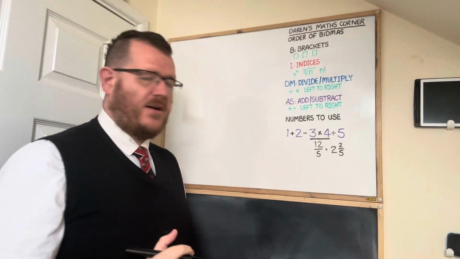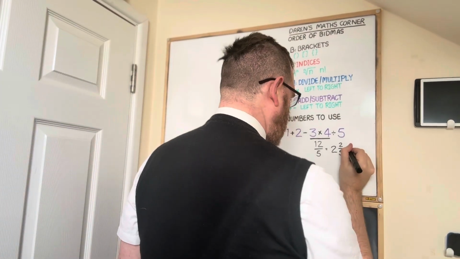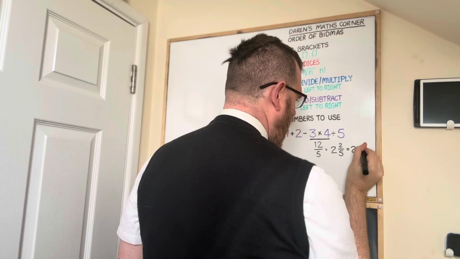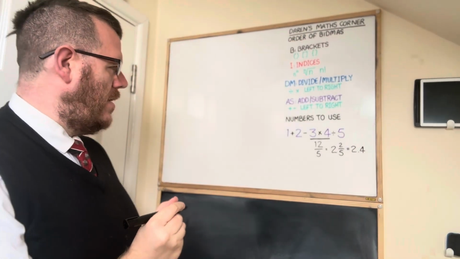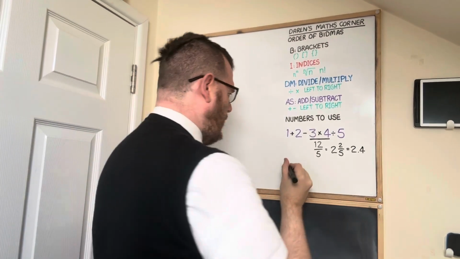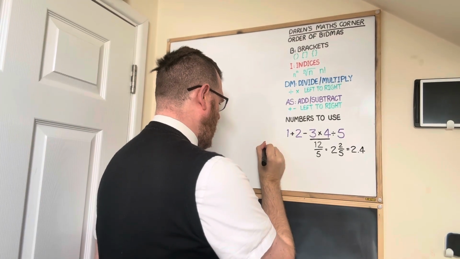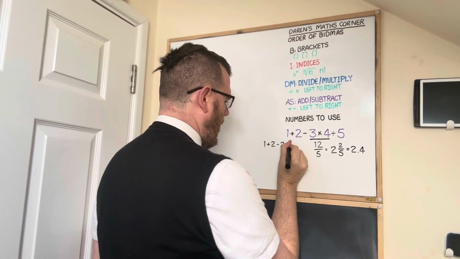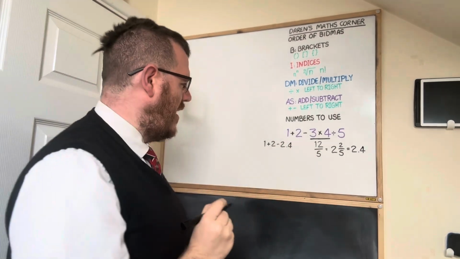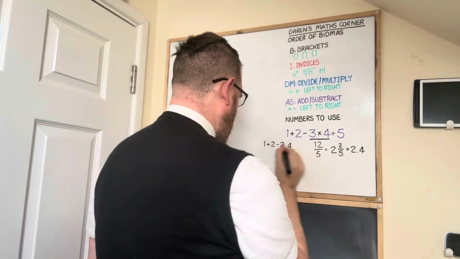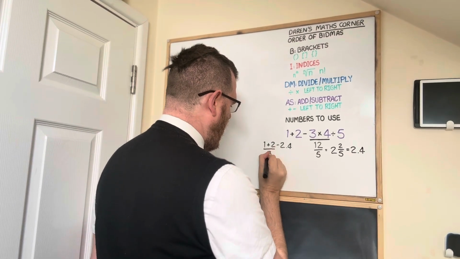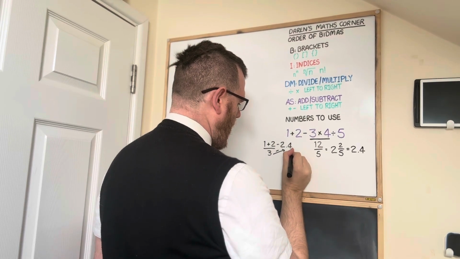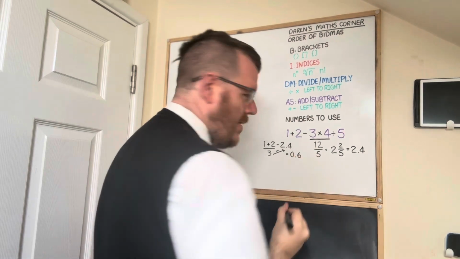Trust me to turn that into a fraction. So then I'll just make that, let's convert that into a decimal. So now you are left with 1 plus 2 minus 2.4. And your answer there would be 0.6, because you've got that first, which is 3, and then you do that afterwards. And that's what you're left with.